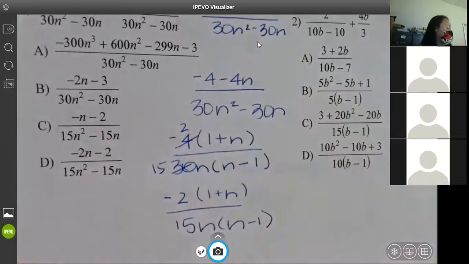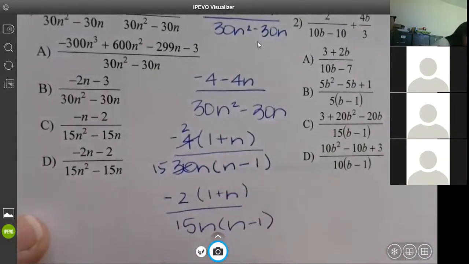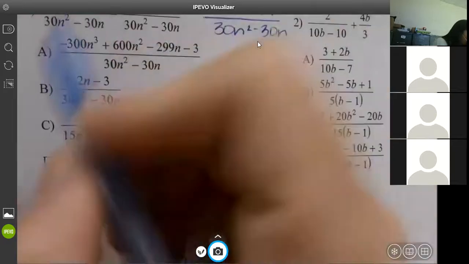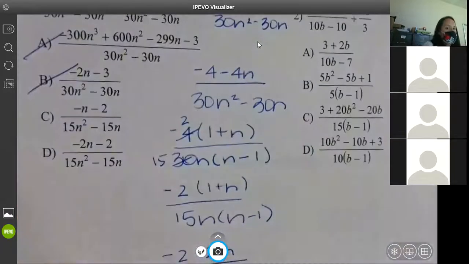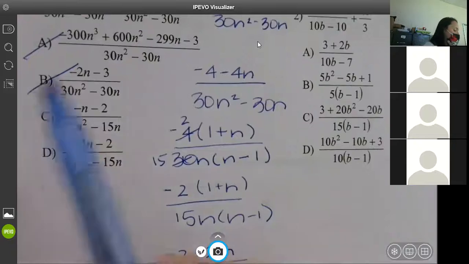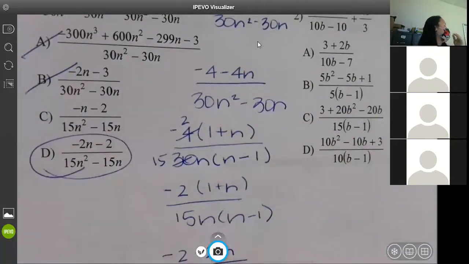And then what they do is put them back together. Okay, they put them back together. So distribute that -2 in. You get -2 minus 2n. Distribute your 15, you get 15n squared minus 15n. So we know it's not the first two because I reduced that. And then just watch your signs. We need a -2 and a -2n, which is D. So that's the only reason I don't like this version, because that's what it does on this. So just be aware.